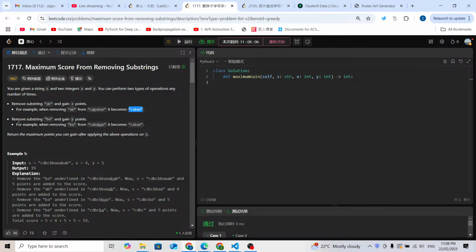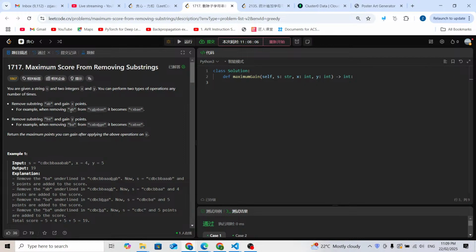Similarly, we can do another operation. We can remove substring ba, and we gain y points. And this is another example. I think all of them are really easy to understand. So we're going to return the maximum points you can get after applying the above operations. We can do these two kinds of operations, and we want to get the maximum points.